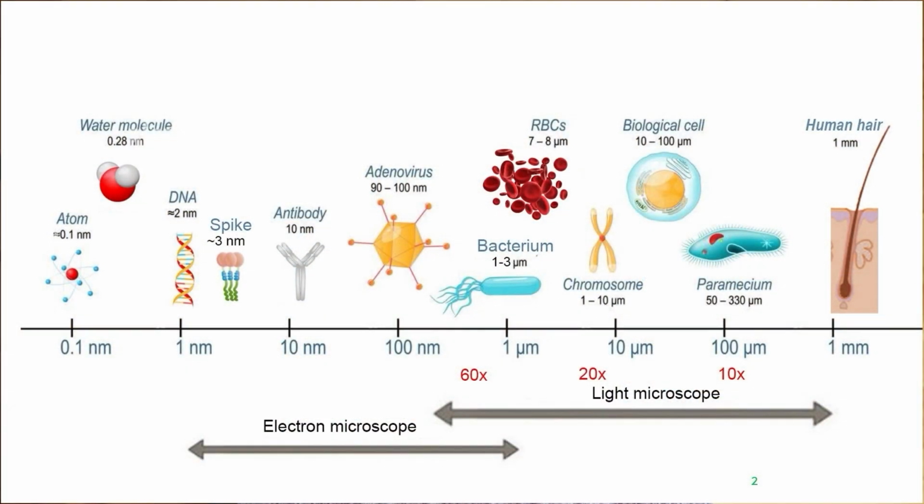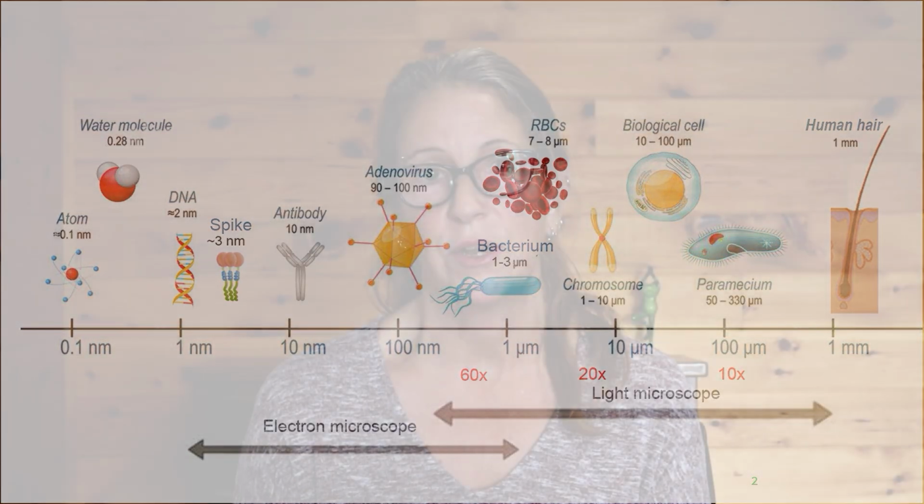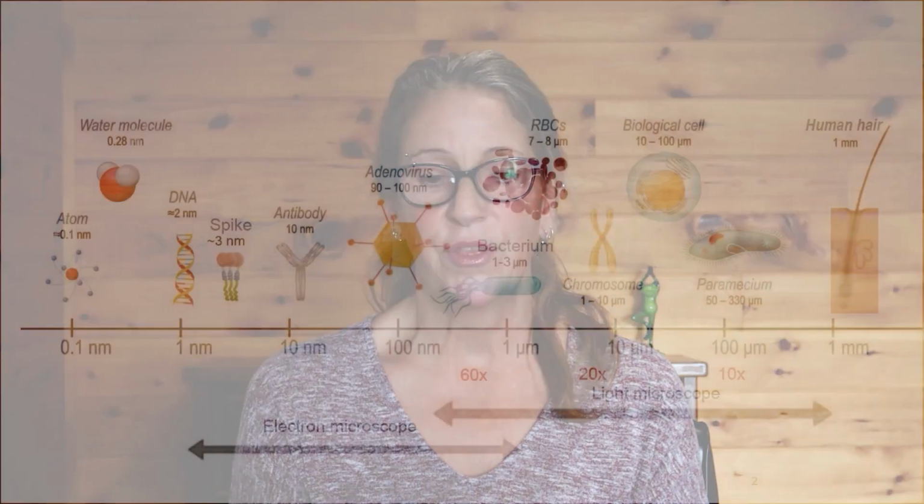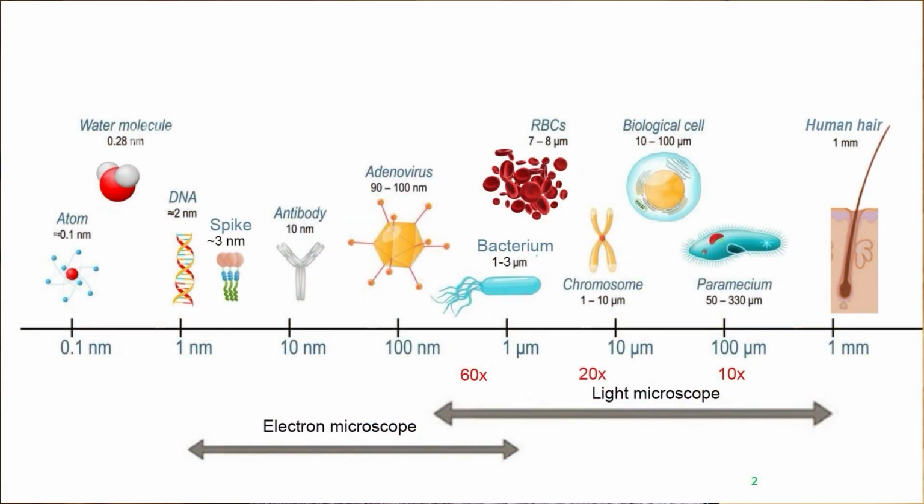Now, if you look over at the human hair, which is about 1 millimeter, there are 1,000 micrometers in 1 millimeter. A human cell is approximately anywhere from 10 to 100 micrometers. And the smallest thing that we can see with the human eye, if our eyes are really good, is 100 micrometers. So when we're looking at things like bacteria, now we're getting down into almost the 1 to 3 to 5 micrometer range. So that would be 1,000 to 5,000 nanometers.